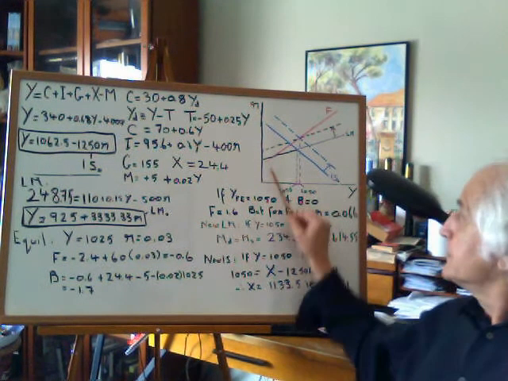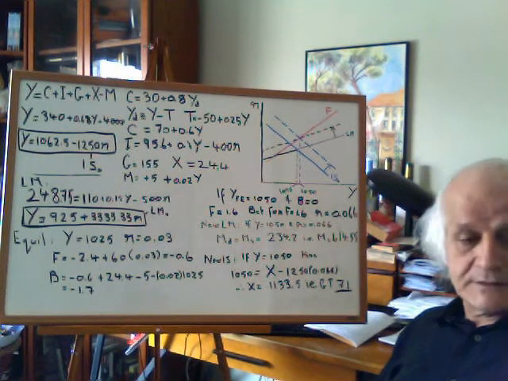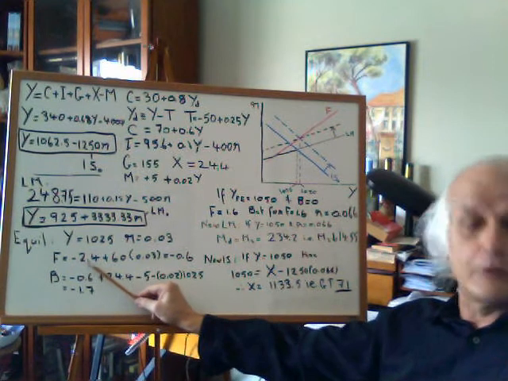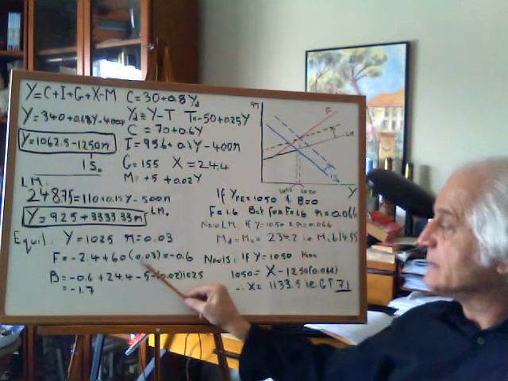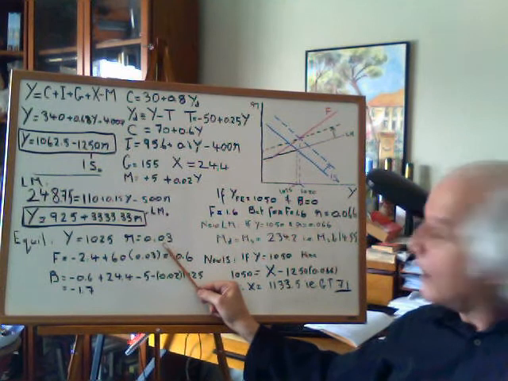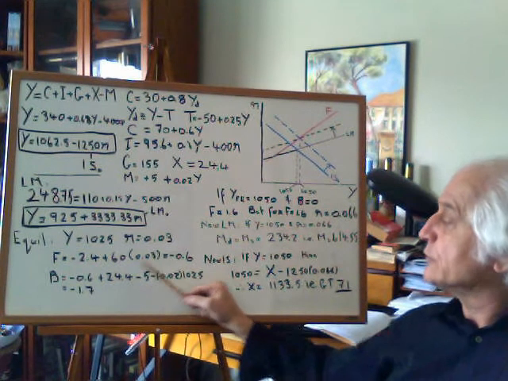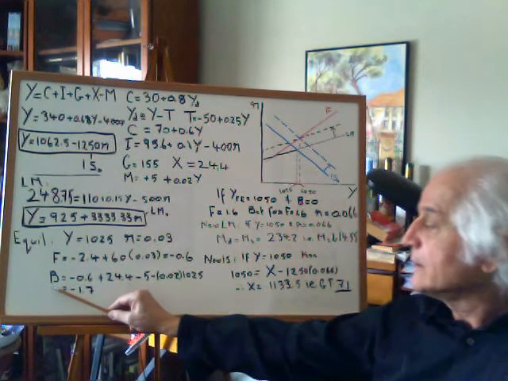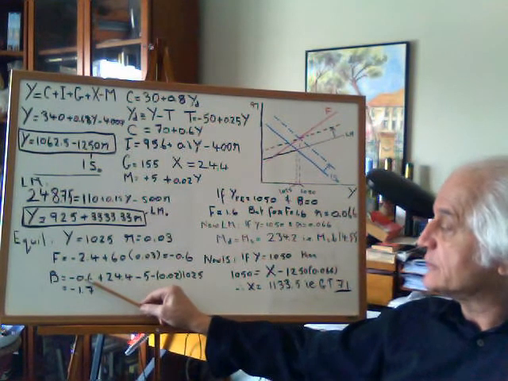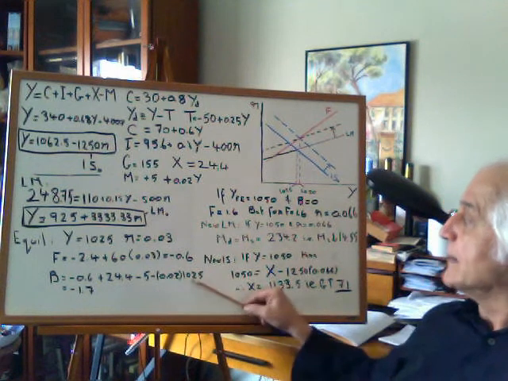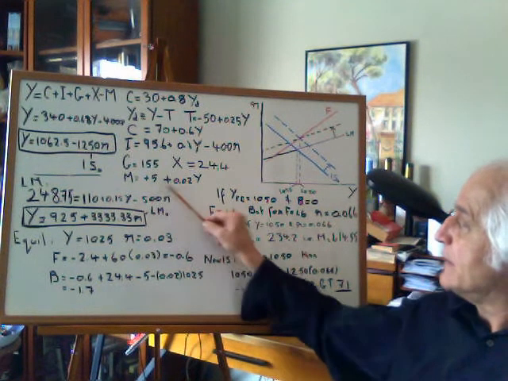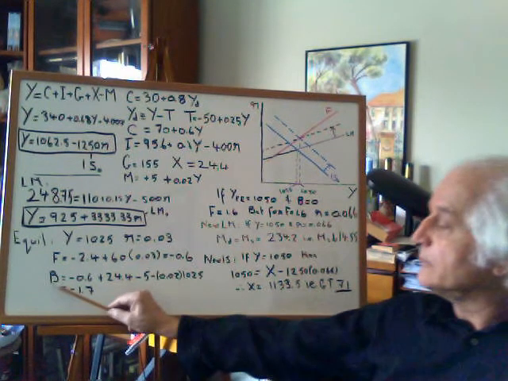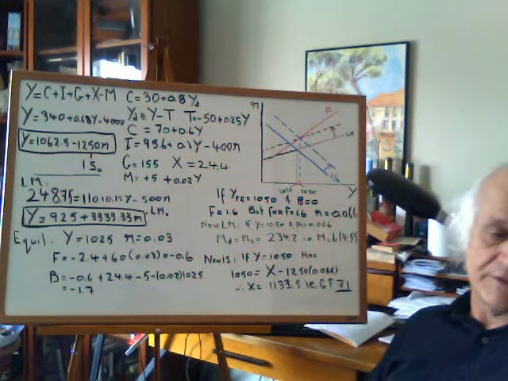Now we want to find out the effect on the balance of payments. We were given that F is equal to -2.4 + 60 times r. But we know how much r is. r is 0.03, right? So 0.03 times 60 minus this, it becomes -0.6. B is equal to F, which is -0.6, plus X minus M. What is the minus M? It's -5 - 0.02Y. How much is Y? Y is 1025. So B is going to be -1.7.